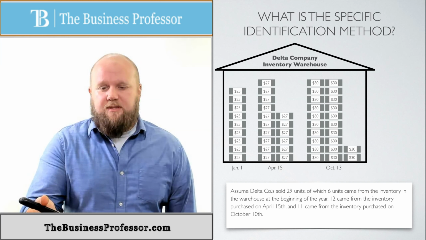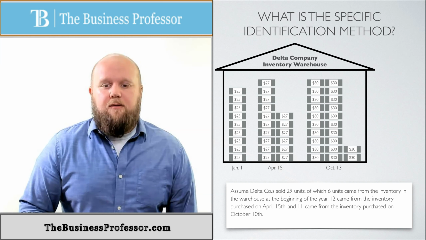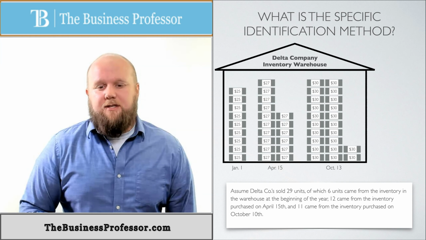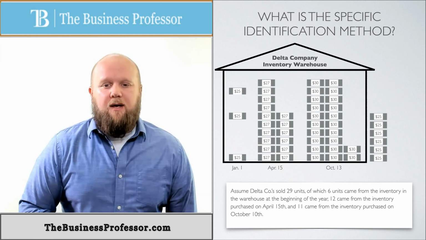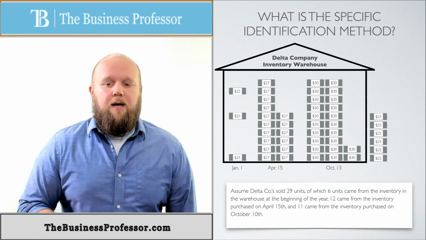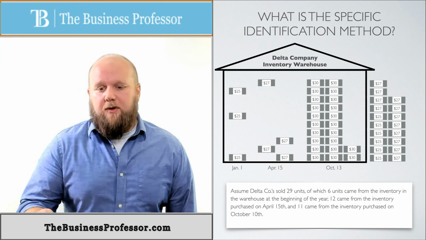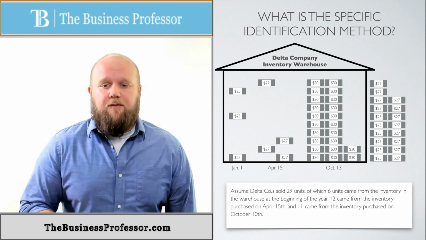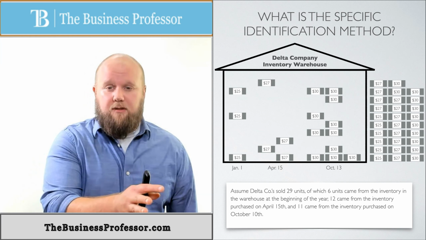So basically what we're saying is I sold 29 units and I know exactly where they came from. Of that, 6 of them came from the ones that I had on January 1st. So I'm going to take 6 out of my warehouse and give them to the person that bought them. Then on the April 15th one, I'm going to take 12 of those and give them to the person that bought them. And of the October 13th one, I'm going to take 11 of those and give them to the person that bought them. So now everything in my warehouse is what I have still available.